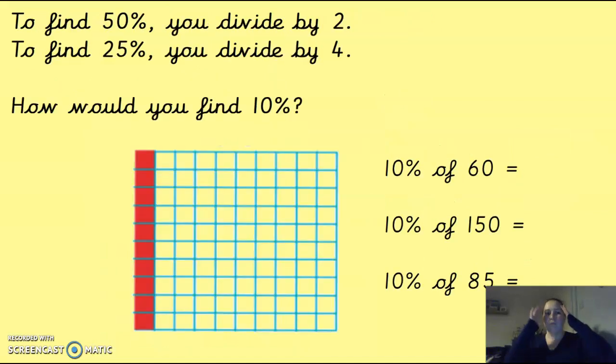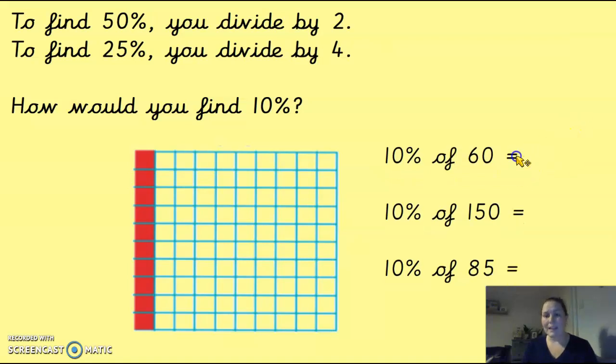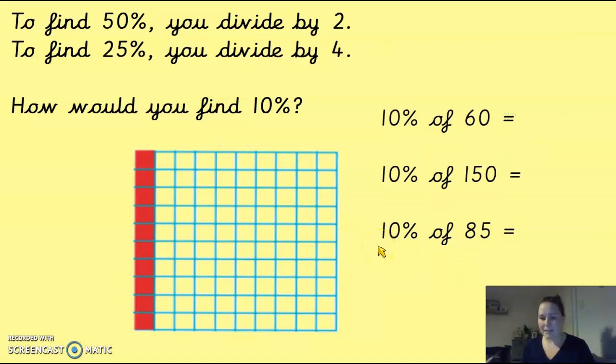So, recap on what we've done so far. To find 50% of a number, you divide by 2. To find 25% of a number, you divide by 4. Let's have a look at 10%. Finding 10% is going to be a really helpful percentage to find when we work on harder ones at the end of this lesson and going into tomorrow's lesson.